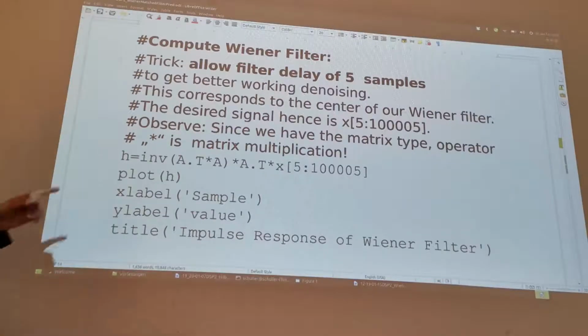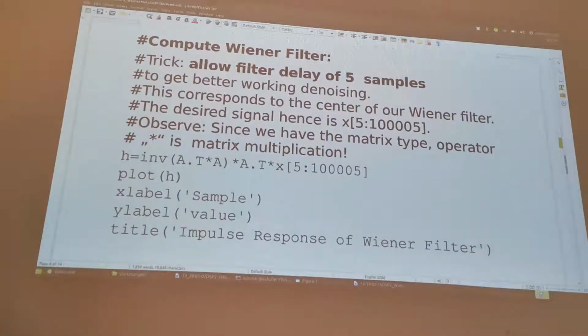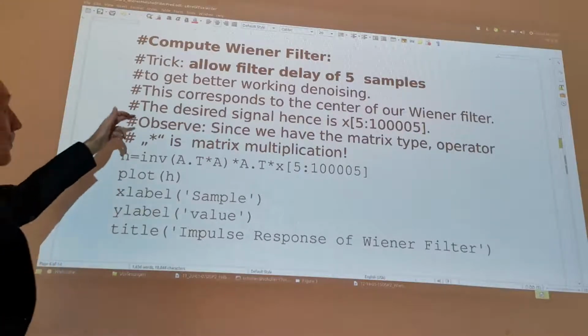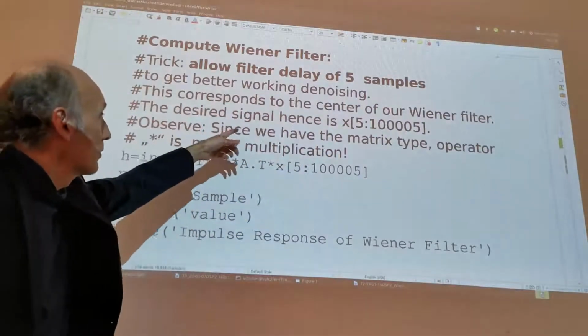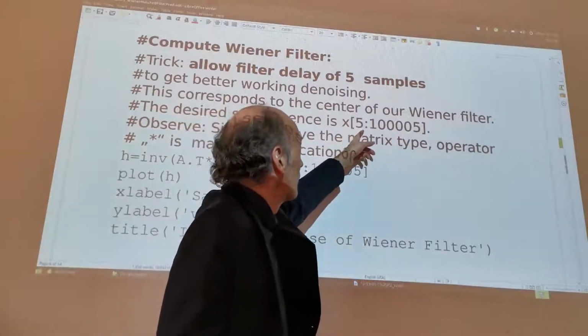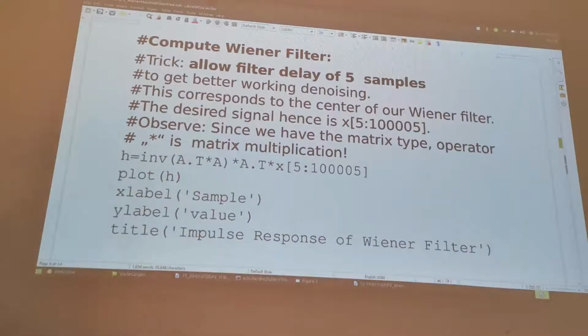And here we also apply a trick. We allow a filter delay of 5 samples, and it turns out that actually improves the performance, like in the Hilbert case. And if we have a delay, then we get the largest coefficients in the center, and that improves our filter. Yeah. So this corresponds to the center of our Wiener filter, and the desired signal is hence x 5 to 105,000. So at the beginning, we start with sample number 5, and this corresponds to this 5 sample delay.